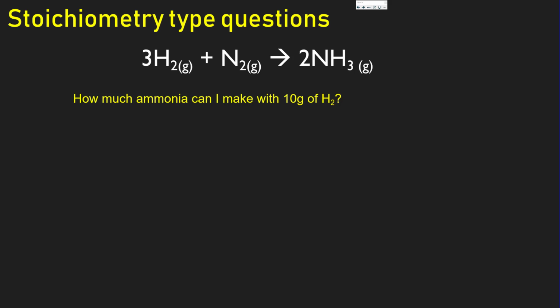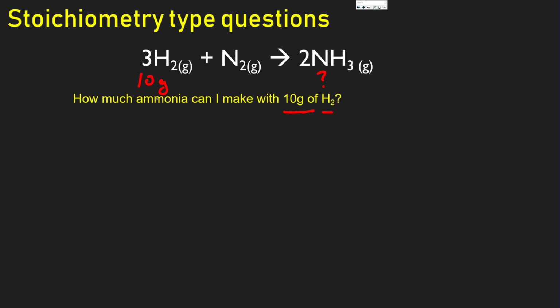So here's going to be an example of how we use stoichiometry in our calculations. Here's an example: how much ammonia can I make with 10 grams of H2? So you're starting with 10 grams of hydrogen gas and you're trying to figure out how much NH3 you have. So you have to use all the skills that you have learned so far.